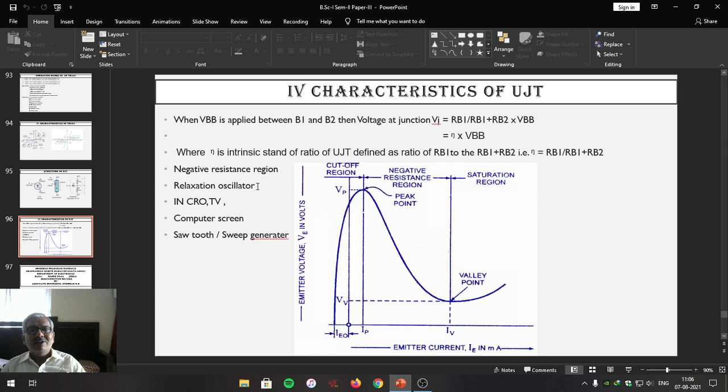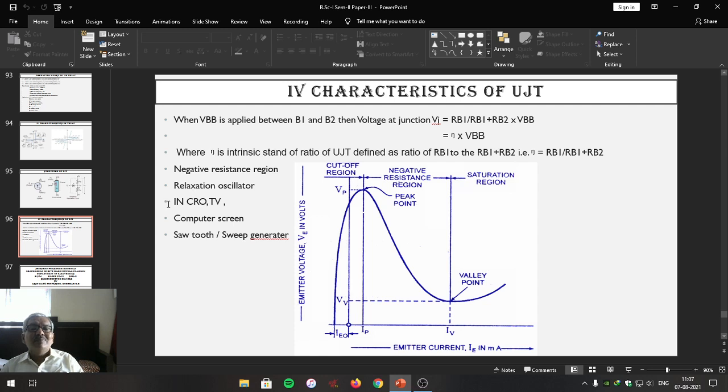A relaxation oscillator means it generates waveforms other than sine waves, like sawtooth waves. Especially in this case, it generates the sawtooth waves or sweep waves. So that oscillator we can call a relaxation oscillator, which can be constructed by using UJT.